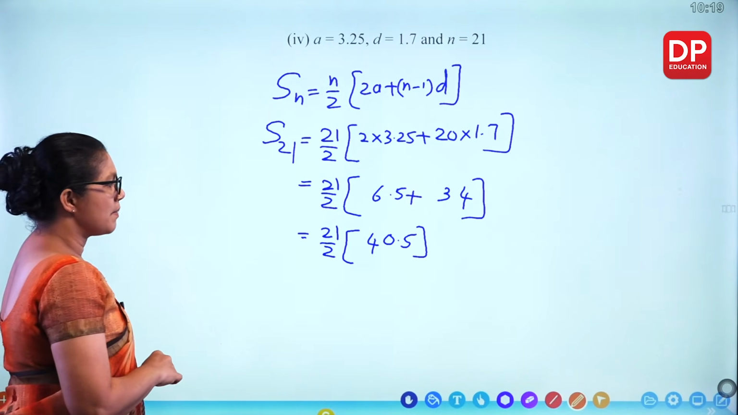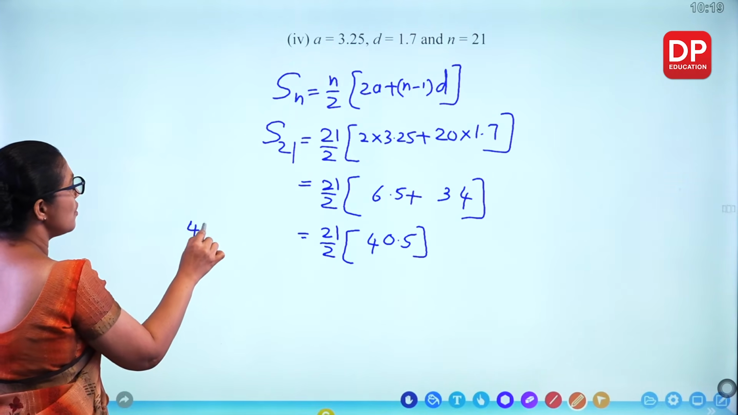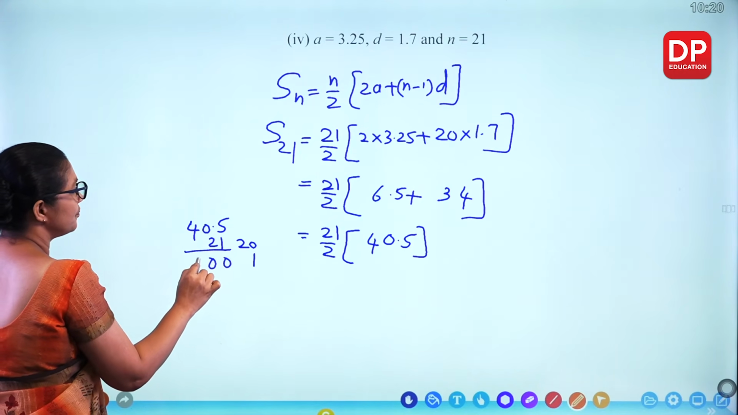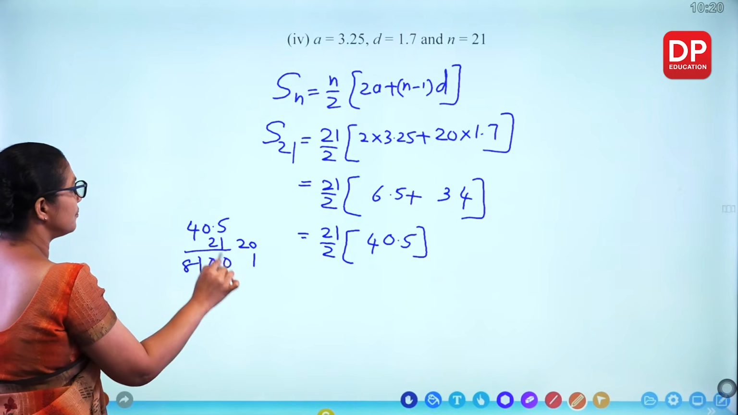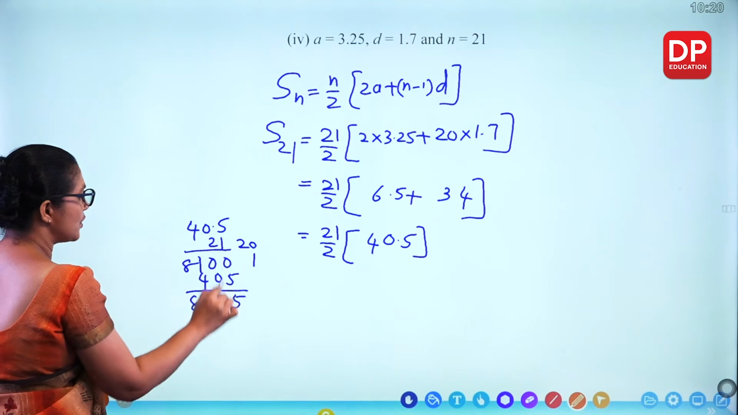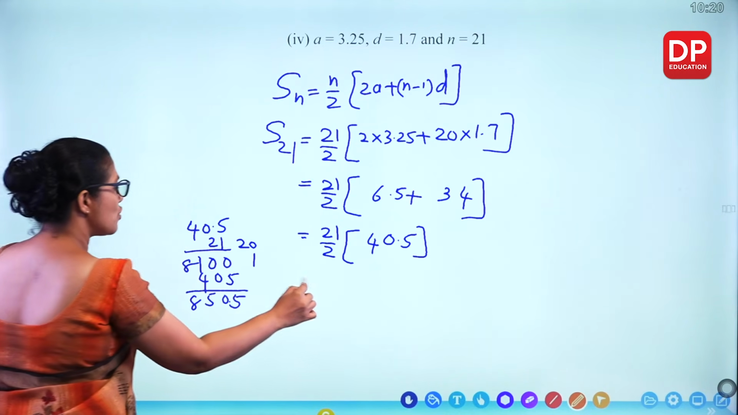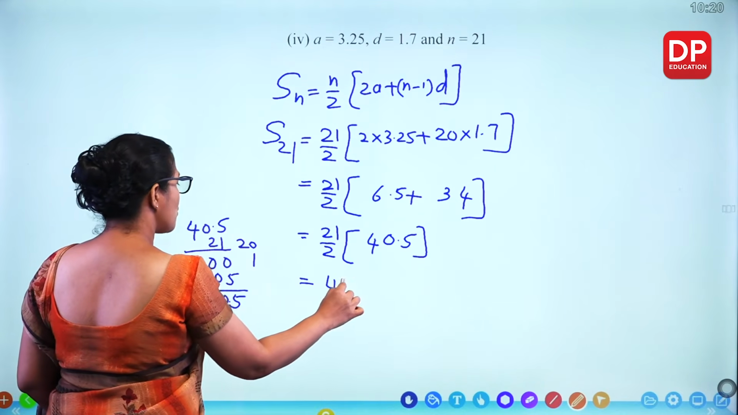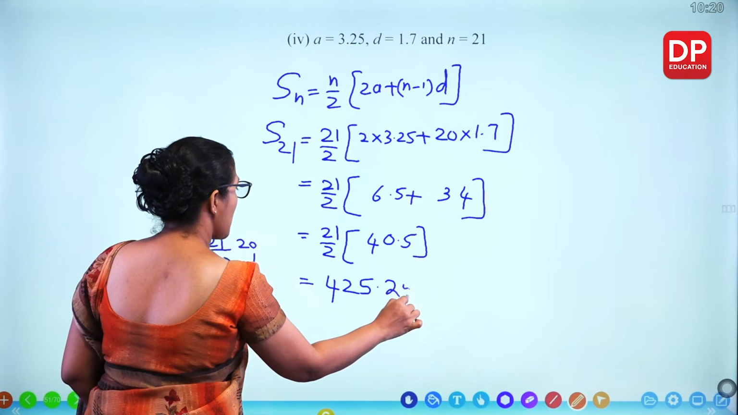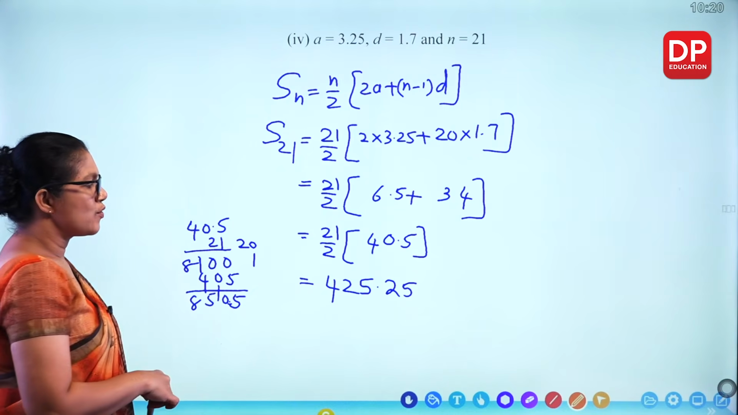So multiply by 21 and divide by 2. So we will multiply 20 and 1. Put one decimal place and divide by 2. So when you divide by 2, 2 times 4, 8, 2 times 2, 4, for 10 that's 5, 2 times 2 and then for 10 that's 5, 425.25.